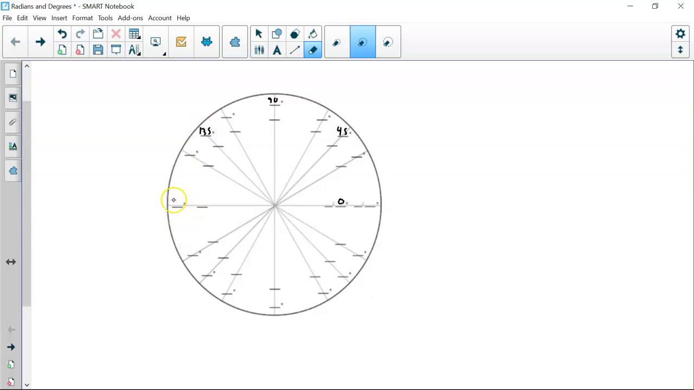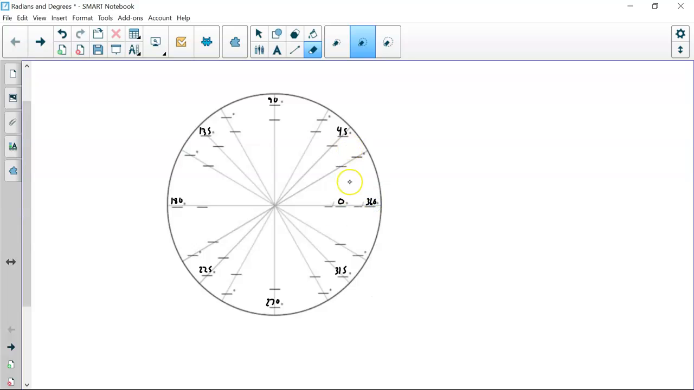135 degrees, 180 degrees, 225 degrees, 270 degrees, 315 degrees, and then back to 360 degrees.